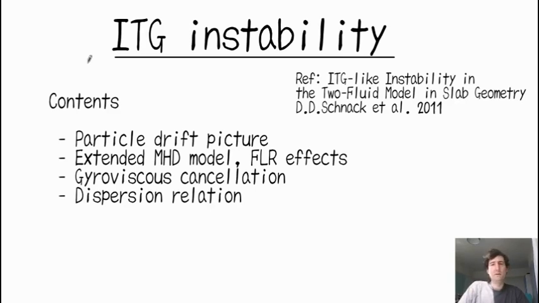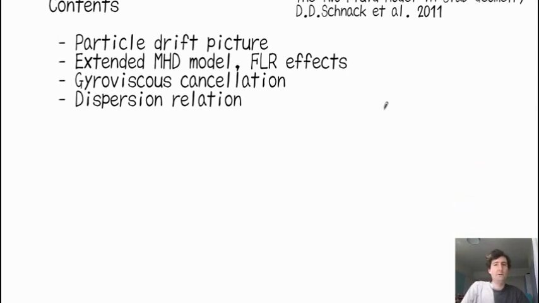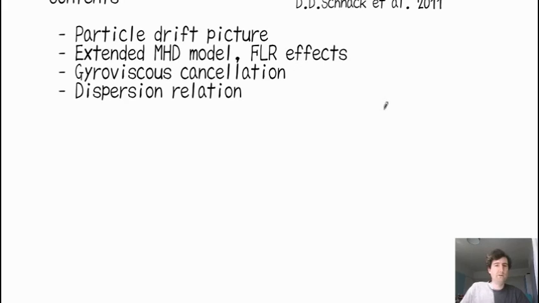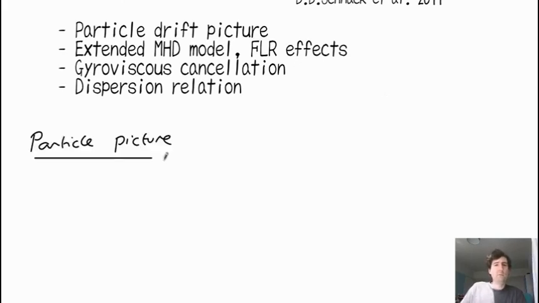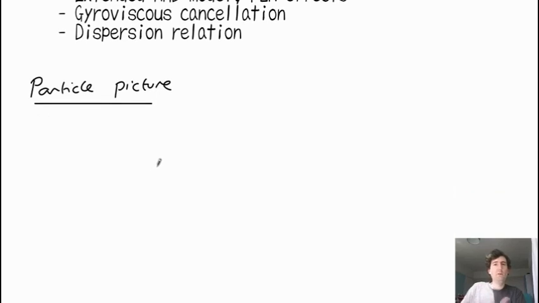Now there's a nice paper which I'm basing a lot of this on, which is this Dalton-Schnack paper from 2011, and this is referenced up here. But it doesn't contain the particle picture model that I'll discuss first. So first we'll go through a simple particle picture. What this relies on is two main ingredients. So one is the drift, so grad-B or curvature drift of the ions when you have a gradient of magnetic field, and the other is the adiabatic response of the electrons.